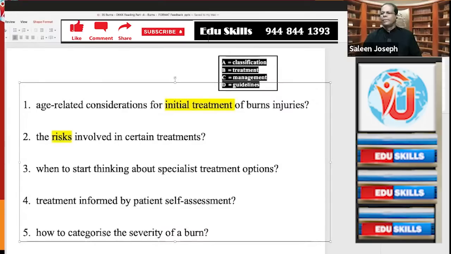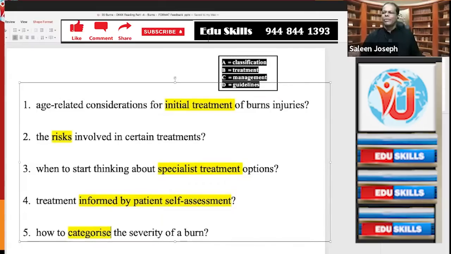Then risk management. Automatically, when you know risk, usually you say risk management. Then when to start thinking about specialist treatment. You need some special treatment after your treatment in the hospital. You need to send the patient to somewhere else. Where do you think of it? Which stage? Guidelines. Specialist treatment is after the normal. Okay, treatment informed by patient self-assessment. Guidelines. Yeah, guidelines. How to categorize? Classification. First one, classification.